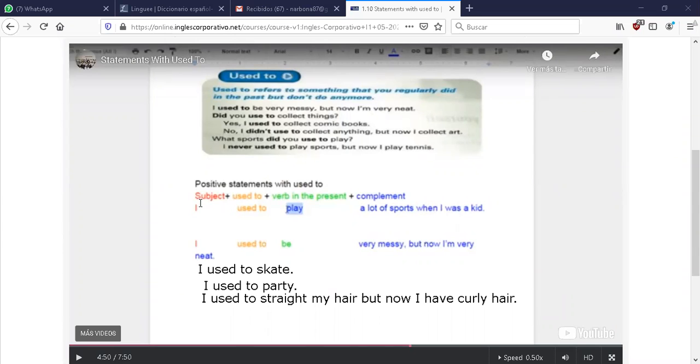Prácticamente lo que vamos a hacer es, ocupamos un sujeto, cualquiera. I, you, he, she, it, Claudia, José, Noemí, Berta, etc. Used to, solía, esto no va a cambiar. Solía qué, cuál es la acción que solía hacer. Luego vamos con el verbo y luego el complemento. Okay. Now, I used to skate, but I started working.